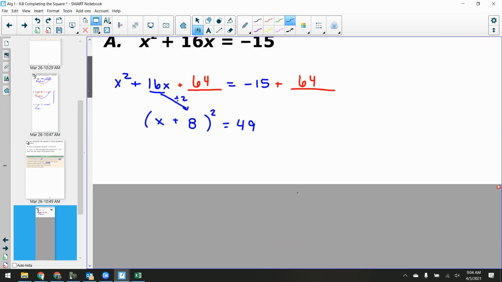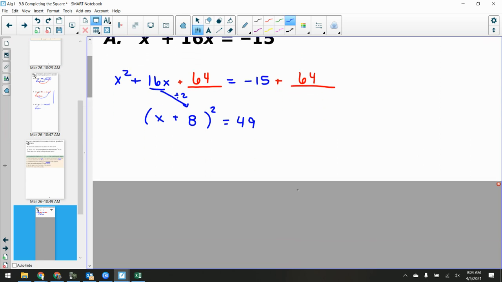All right, my next step says square root the opposite side. So do you notice how I have something squared is equal to 49? Well, if I just square root the opposite side, what do I get? 7. Be careful. If I square root it, what should we always put in front of it? Plus or minus 7. I square root the opposite side, and I always have to put plus or minus.